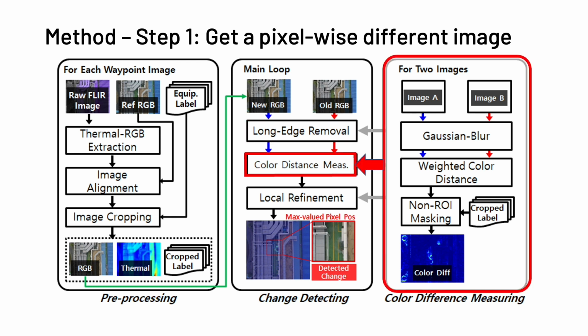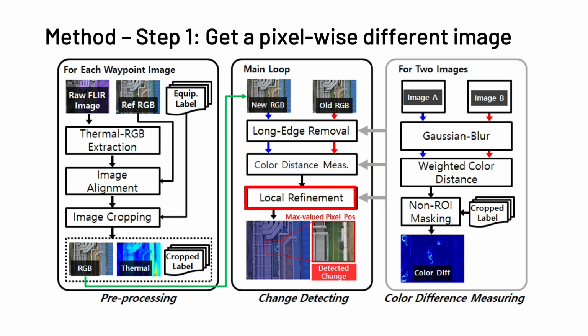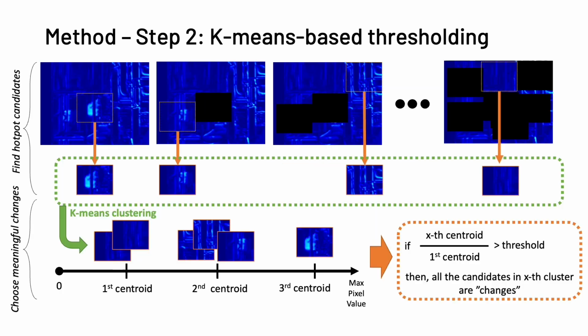Then, for each pixel, we get a color distance measurement by using a weighted color distance. Lastly, we have a local refinement process, which additionally removes residual errors. Then, finally, we get a pixel-wise different image.